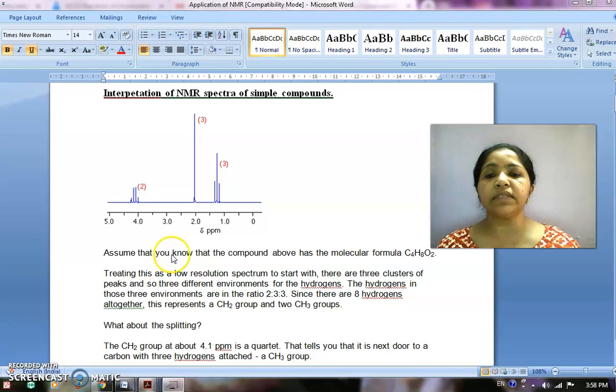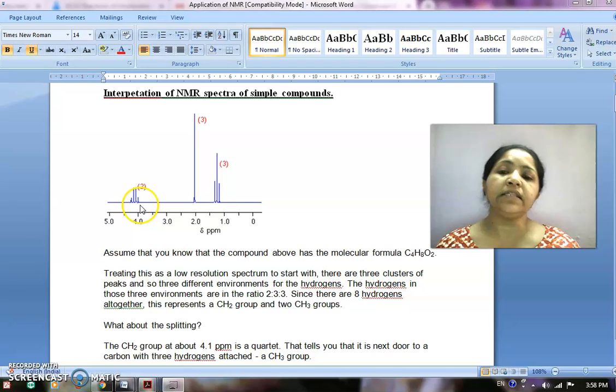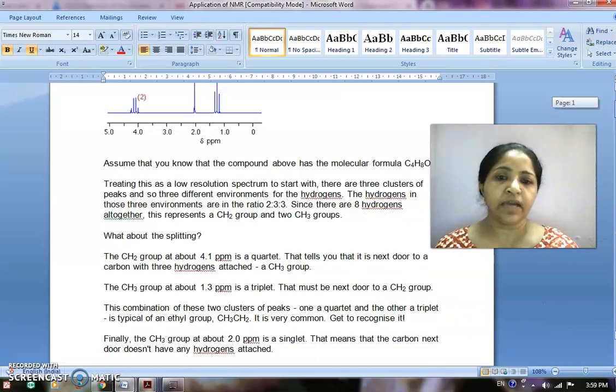So it becomes CH3, C double bonded O, C single bonded O, then CH2, CH3, meaning oxygen is bonded to CH2 and CH2 is bonded to CH3. It becomes a quartet because of these 3 protons, and a triplet because of these 2 protons. Okay, so let us see what is the final answer.